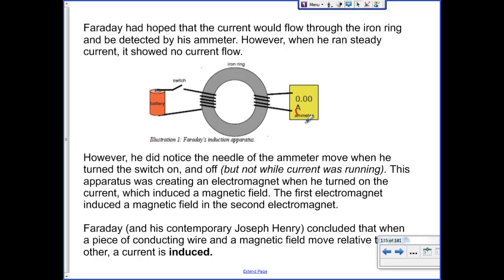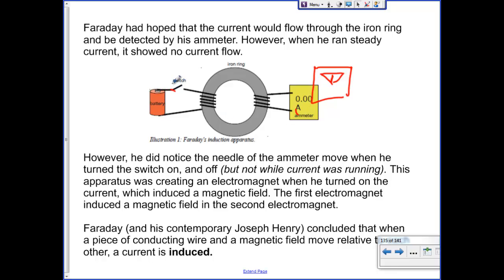He'd be like, oh, well, why didn't it? So he was hoping for that. He didn't discover that, but he discovered something else. As he turned the switch on and off, the little needle on the ammeter flickered just for a second, as he turned it on and as he turned it off, which he thought was strange. Why does the little needle move only when I turn the system on and off?